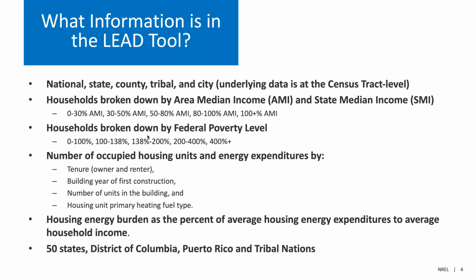As I mentioned before, there's quite a bit of information available that we have condensed into the LEAD tool. The LEAD tool itself has energy and a couple other factors here. All this data is broken down at the state, national, tribal, city, and census tract level. It includes income broken into groups of area median income and state median income, which are very similar, and only a few states differentiate their state median incomes, as well as by the federal poverty level. I'll show you examples of that as we get into the tool.